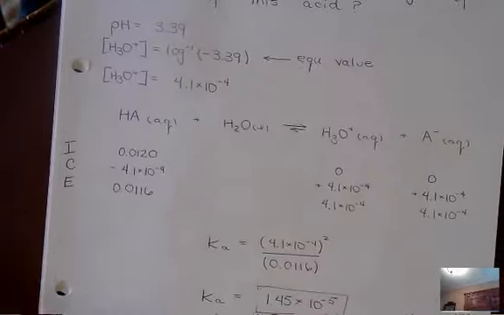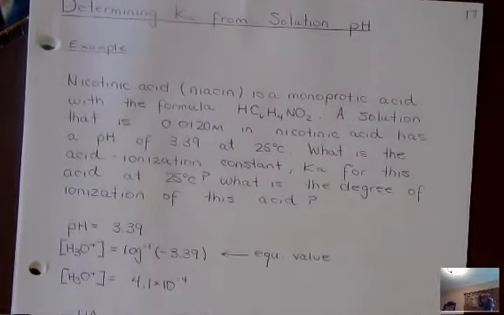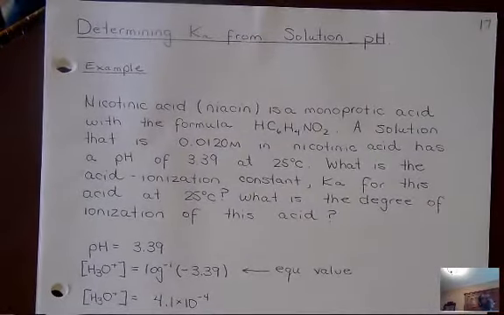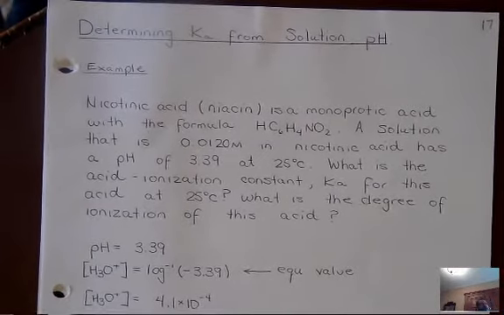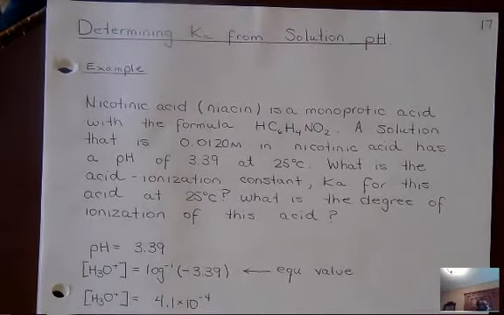Okay, let's do some more problems. This is the top of page 17. Determining the Ka from solution pH. In this example, I'm going to give you some experimental data, and you're going to back calculate what the Ka must have been based on this reaction.